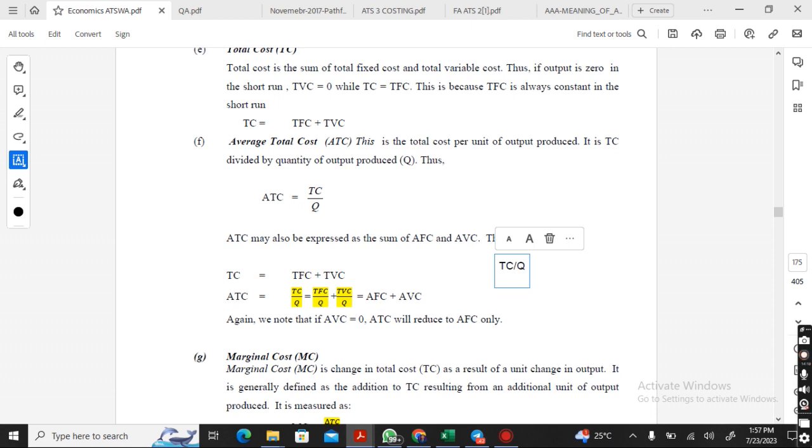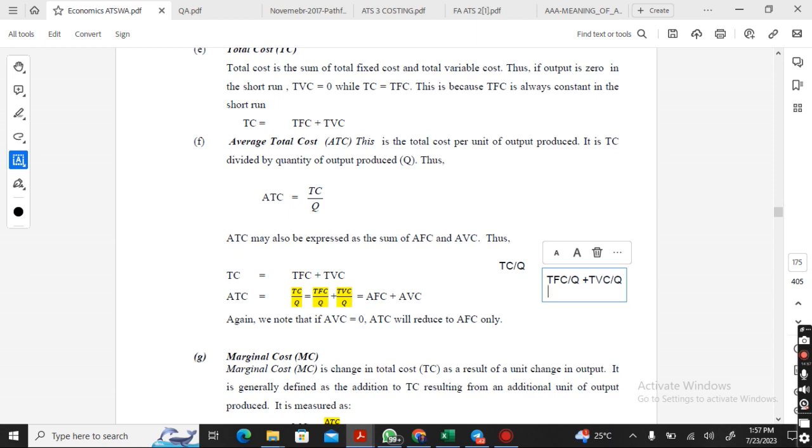Now to split it, you can also use that. Your total cost now is what? Total cost is TFC plus TVC, all over quantity. Also, we can use this formula to get our average total cost, because TC is equal to TFC plus TVC, and that's what you get.